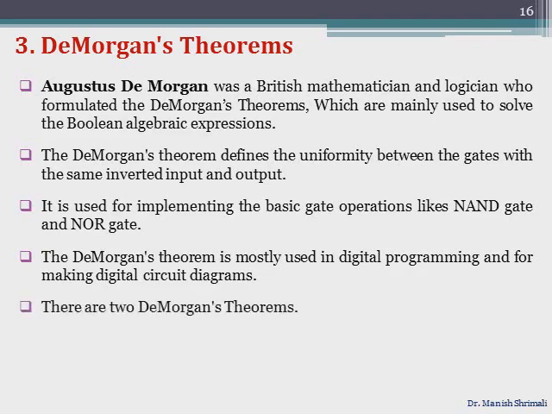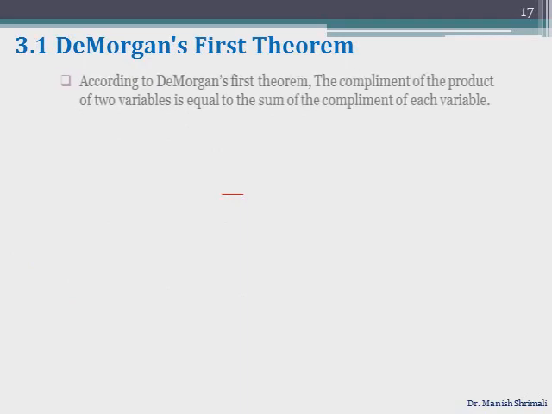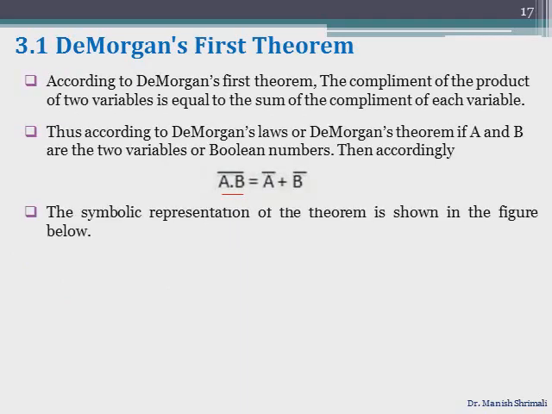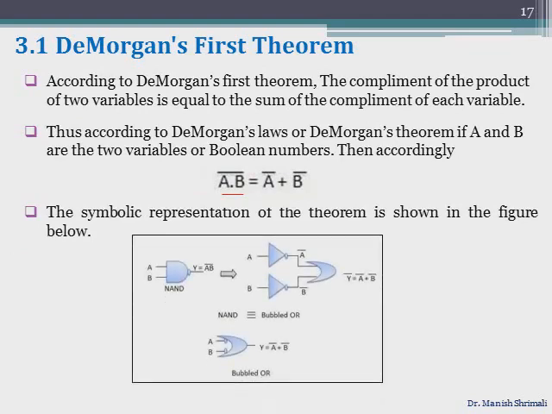And this theorem defines the uniformity between the gates with the same inverted input and output, and it is used for implementing the basic gate operations like NAND gate and NOR gate. The theorem is mostly used in digital programming and for making digital circuit diagrams, and these are of two types. There are two De Morgan's theorems. So now let us take what the De Morgan's theorems are.